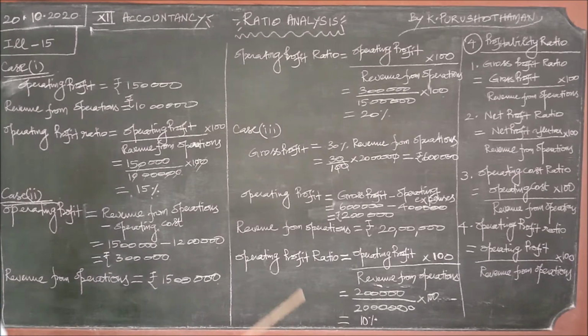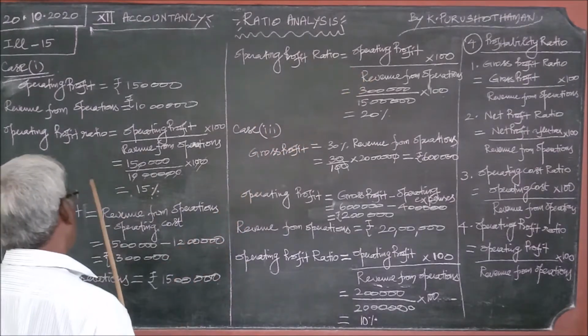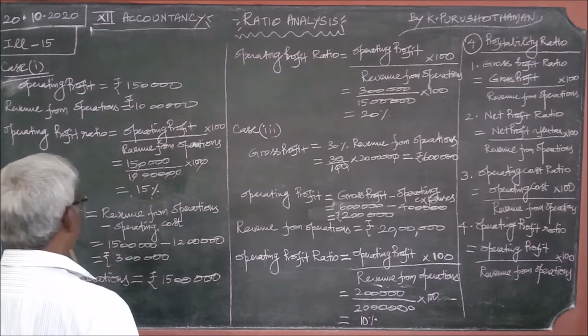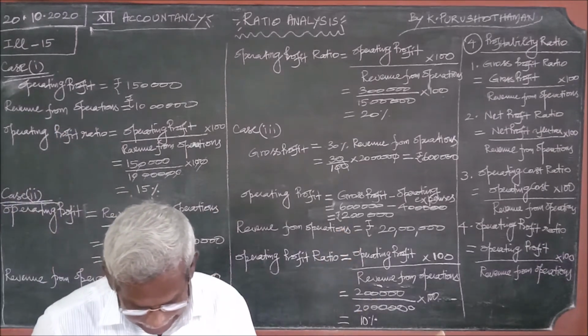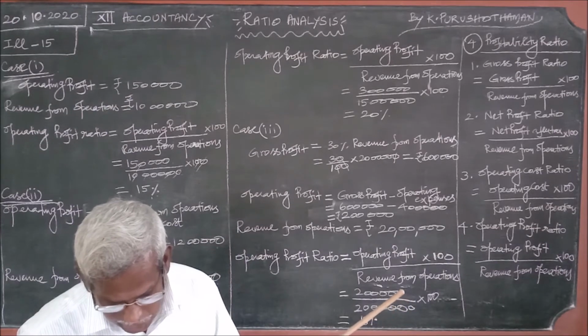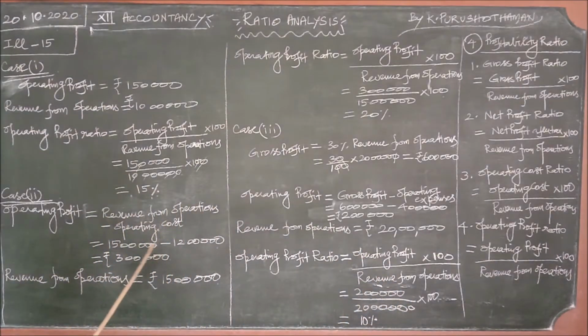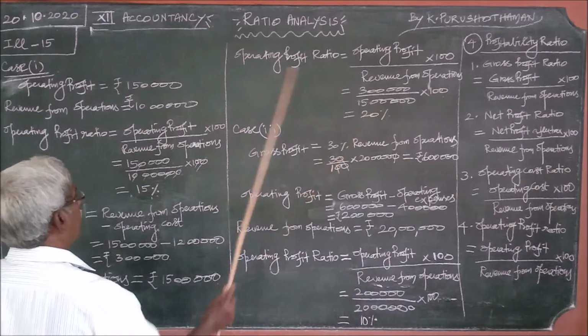So in this problem, there is one more step we should find. The denominator is straight away given, but the operating profit is not straight away given. Instead, the operating cost is given. Therefore, from the operating cost, how to find the operating profit? From revenue you minus the cost, you will get operating profit 3 lakhs. Revenue from operations is given. This is numerator, this is the denominator into 100. That's what we have written.